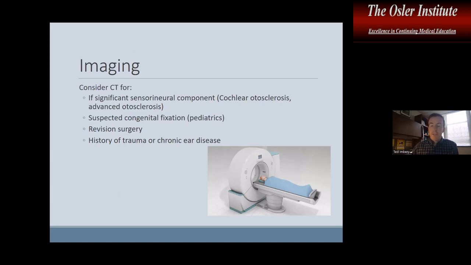incus necrosis. If they have a history of trauma, so some history of head trauma, temporal bone fracture, or chronic ear disease as well, that's not your classic otosclerosis picture. So these patients, I would certainly image beforehand.